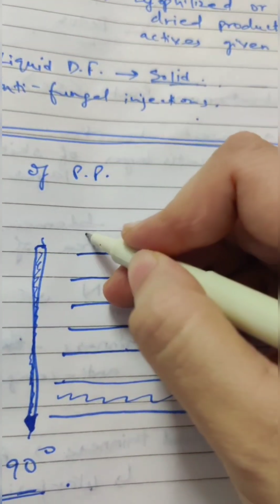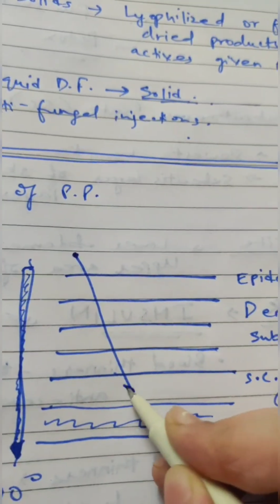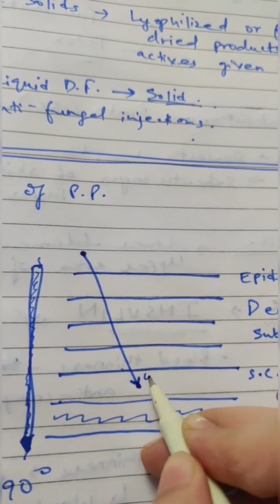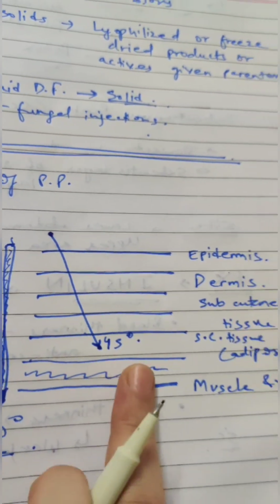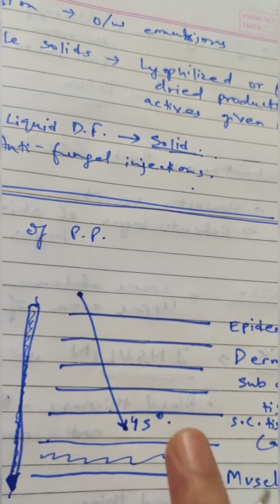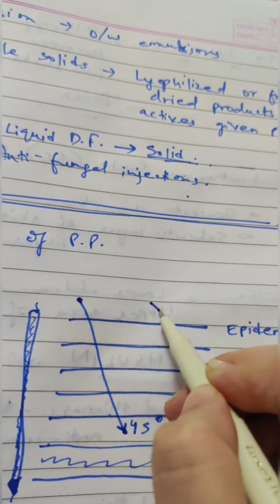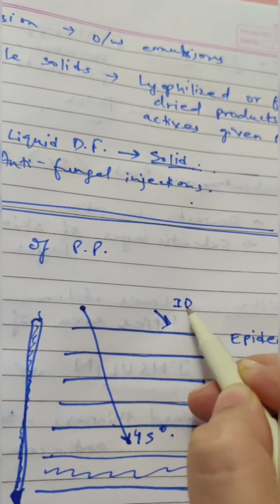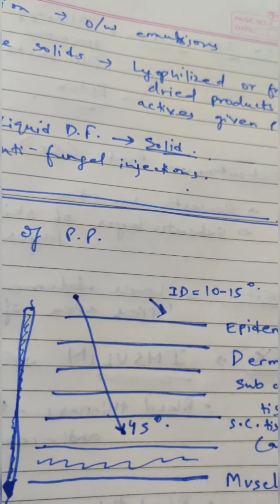Okay, अच्छा, one thing also that the SC route here, it is given at a 45 degree angle. The injection is given at a 45 degree angle. If it is intradermal, it is given at an angle of 10 to 15 degree.